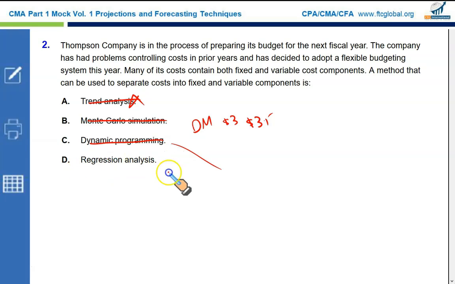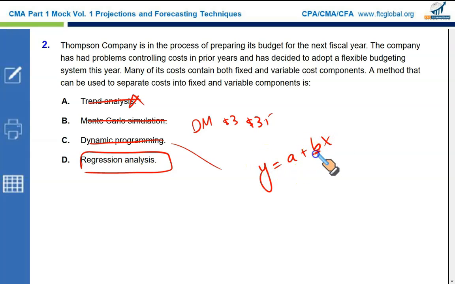Then it has to be regression analysis. Yes, that is true. We use regression analysis to construct an equation I just discussed a little while ago. Now this part here, B, represents the variable component multiplied by X, and A is the fixed component. So we use regression analysis to split the fixed and variable cost by means of least square. So that's the right option.